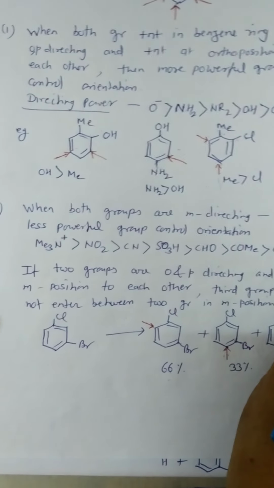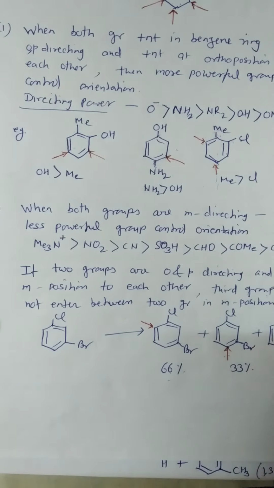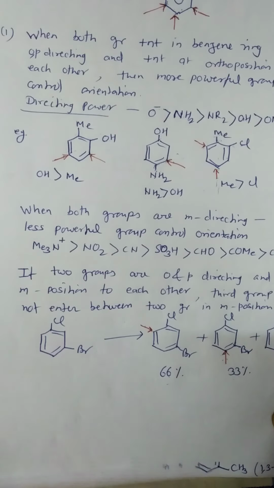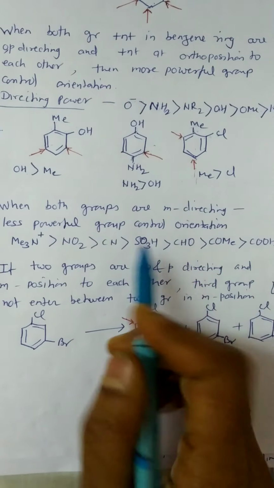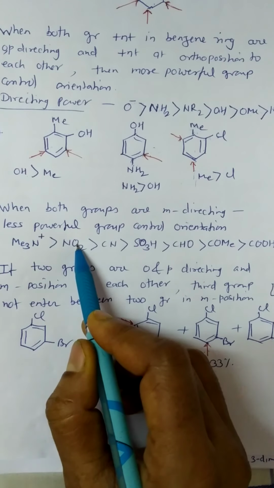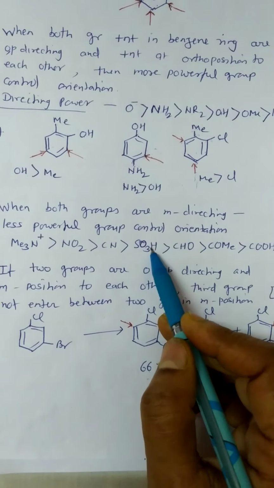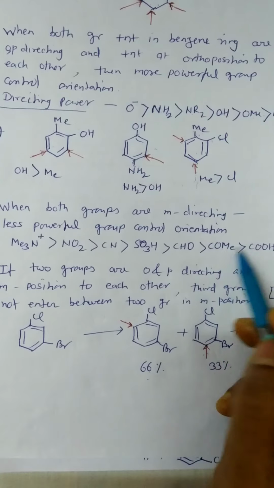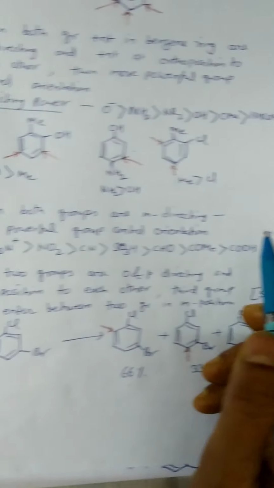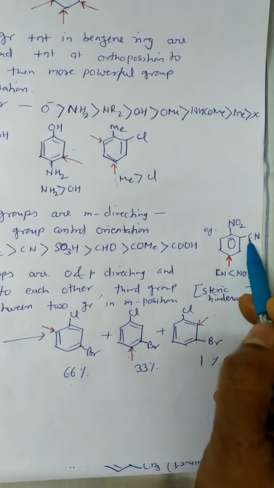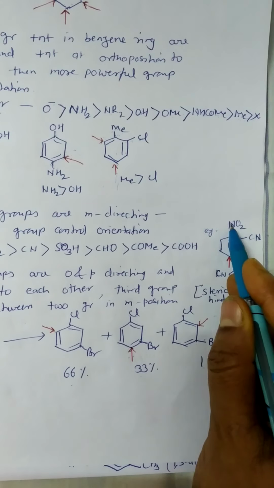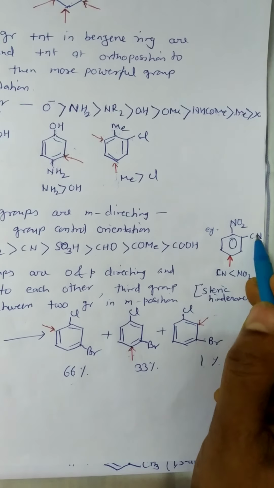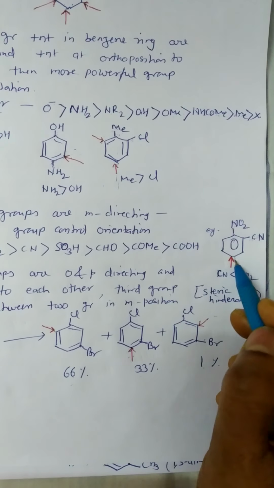Now the second rule is: when both groups are meta directing, then the less powerful group controls the orientation. The directing power is given by Me3N plus, more powerful than NO2, more powerful than CN, CN more powerful than SO3H, SO3H more powerful than CHO, then COOH and then COMe. For example, here NO2 and CN. The CN is less powerful than NO2. Therefore, this CN controls the orientation, and therefore the new electrophile enters at the meta position of this CN group.